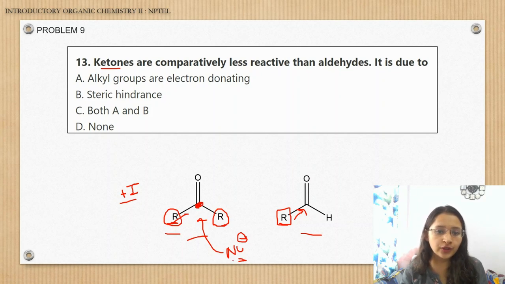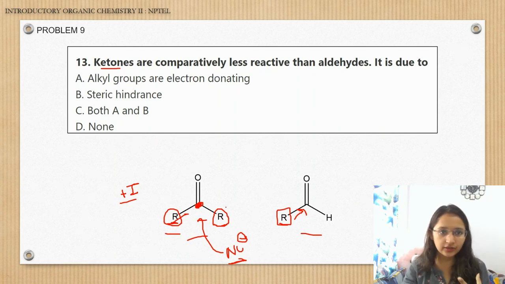So for the reactivity, we have to make it more electrophilic, right? Here in the ketones, it is less electrophilic than aldehyde. So the reactivity of ketones is much less than aldehyde due to the presence of these two alkyl groups, which impart the electron donating effect, right? So coming back to the question, they have asked whether it is the alkyl groups which are donating, steric hindrance, or both A and B.